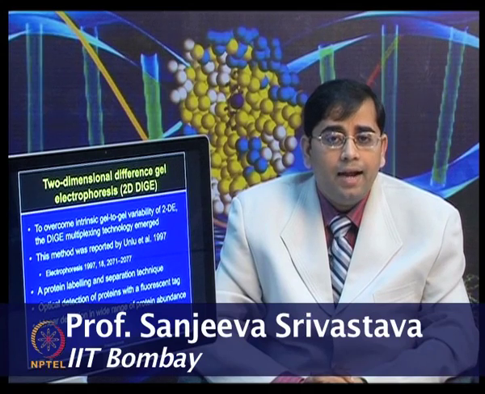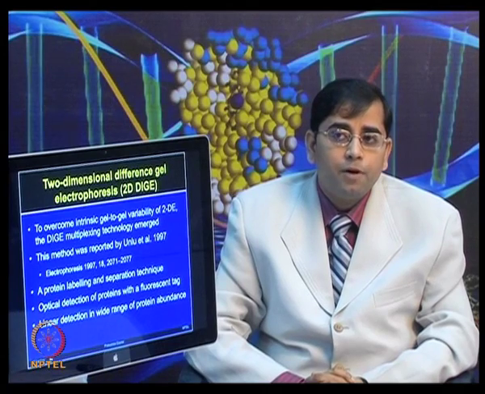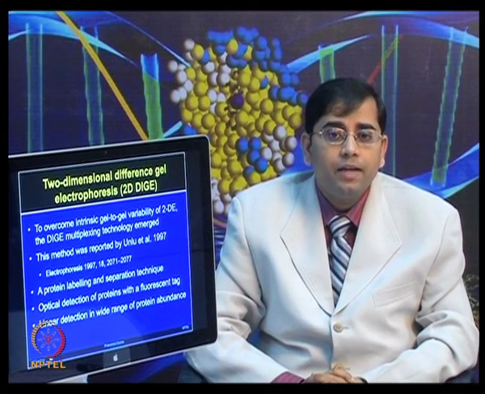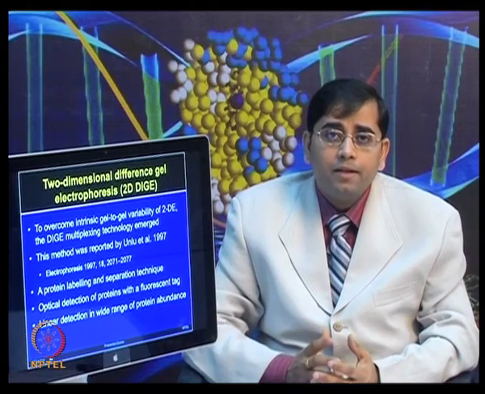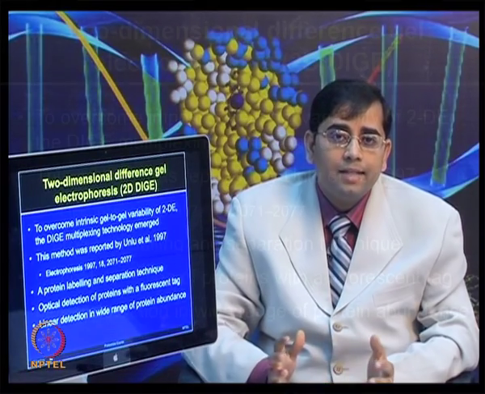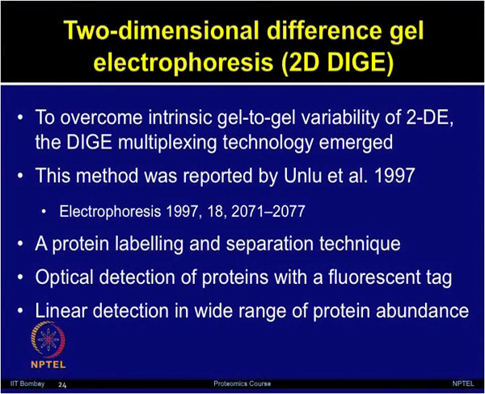So, this method, the DIGE method, involves protein labeling and separation techniques. The optical detection of the proteins is done by using fluorescent tags, and this method performs linear detection in a wide range of protein abundance. So, overall one can expect a very sensitive method giving a very large dynamic range of protein detection by using fluorescent tags, and this method gives multiplexing and separates proteins on one gel. So, it is expected that it will avoid a lot of difficulties which are encountered in the traditional 2D gel.